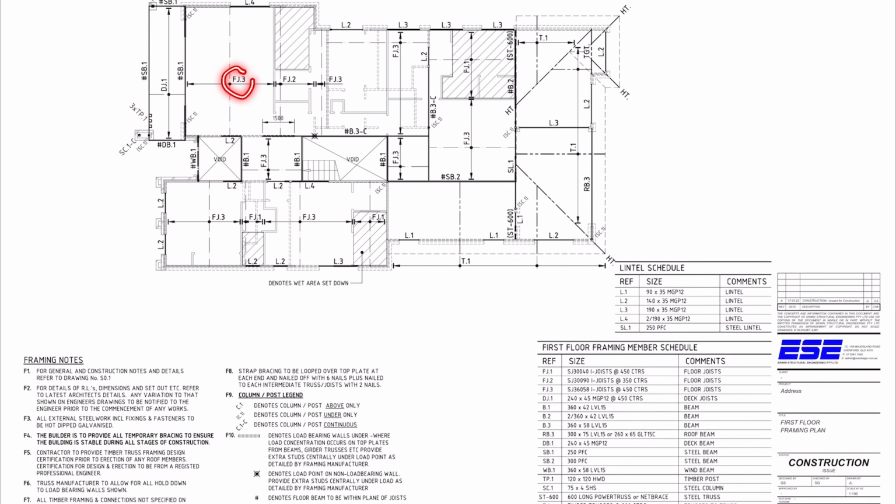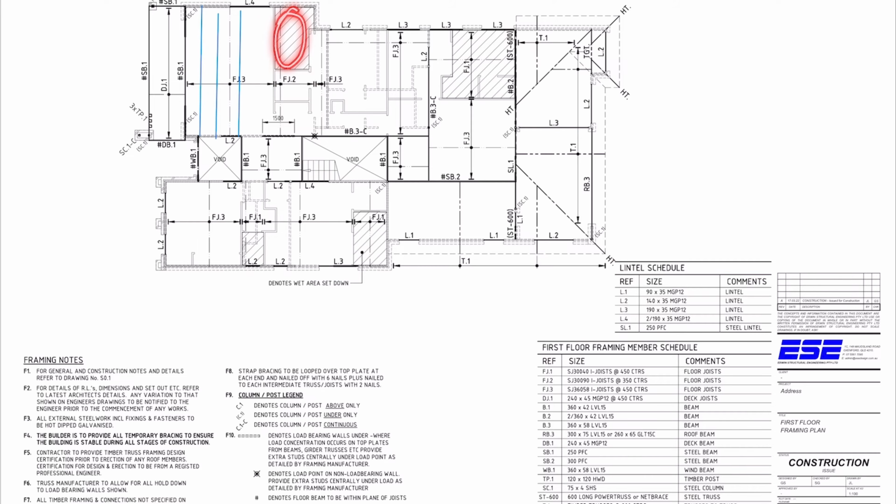We've got FJ3. FJ3 is 360 I joists at 450 centers, floor joists, and they run from top to bottom of the page, being supported by these walls and lintels. So FJ3 starts from here to here, and then FJ2 goes from here to here.